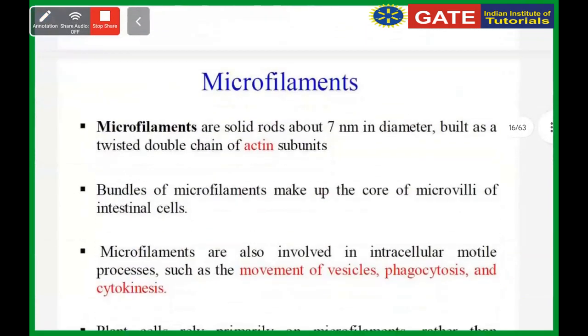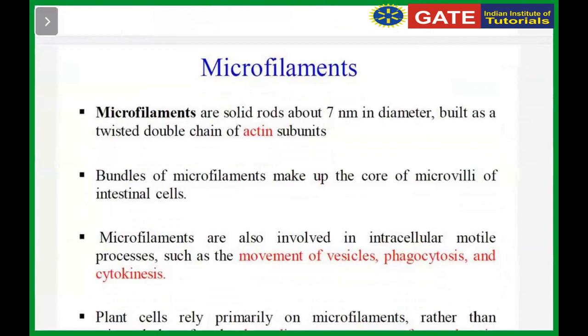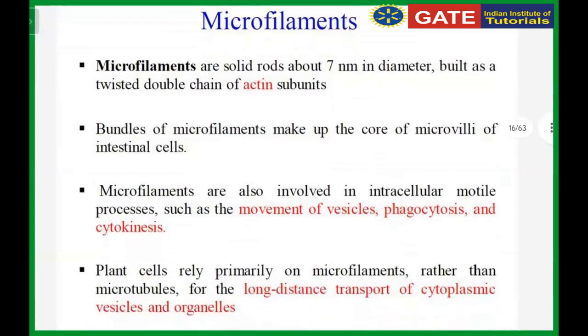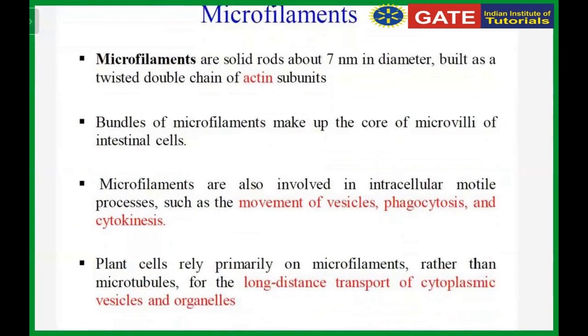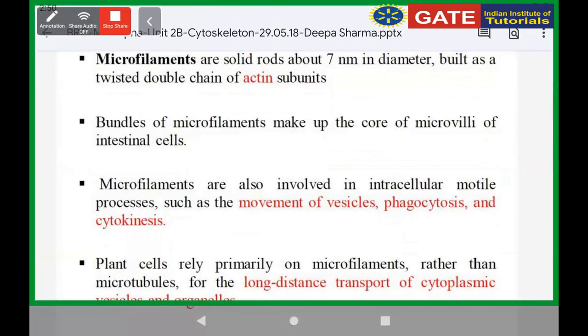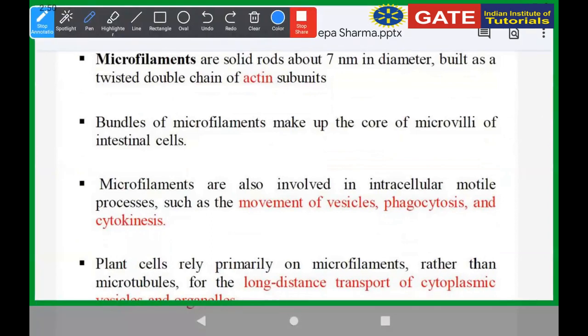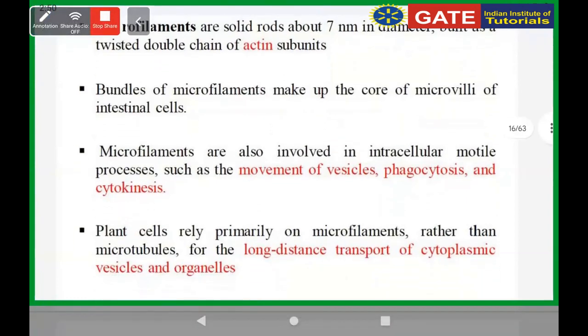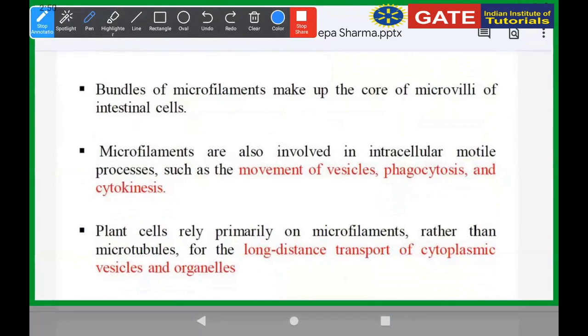So this is about microtubules. One topic in the cytoskeleton is completed. The second one is microfilament. Microfilaments are solid rods about 7 nanometers in diameter. They are built of a twisted double chain of actin subunits. They are involved in intracellular movement similar to microtubules, and in long-distance transport of vesicles and organelles.